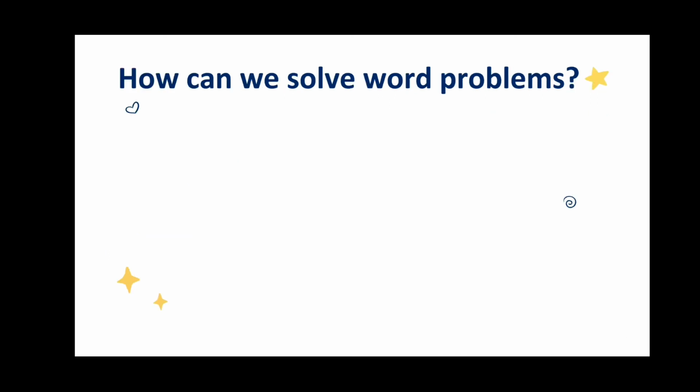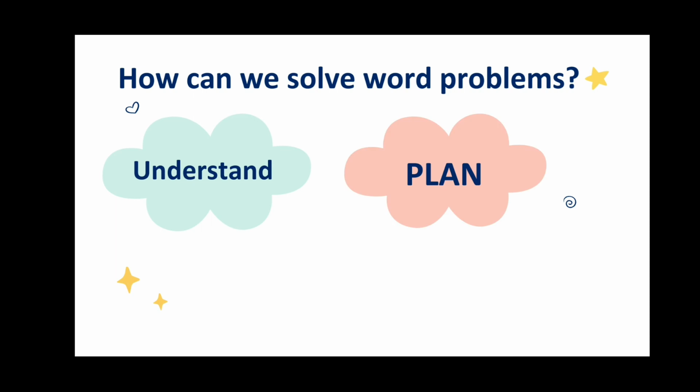Now, how can we solve word problems? First, we need to understand the problem, of course. So, right after nating maintindihan kung ano ba yung given problem, next step will be plan. Okay, so dito natin nalalaman kung ano ba dapat yung operation na gagamitin natin sa ating given problem. Okay, so right after that is the execution of the plan, which is solve. So dito na natin gagawin kung ano ba yung mga nasa plans natin.